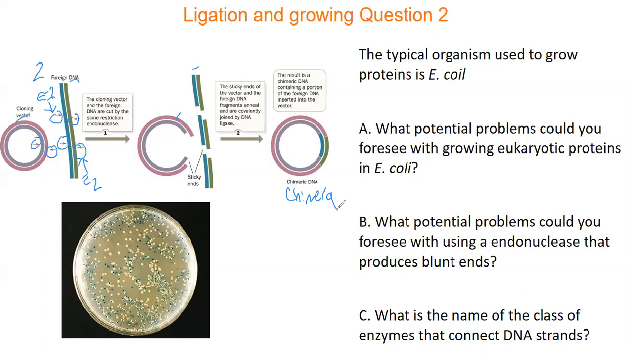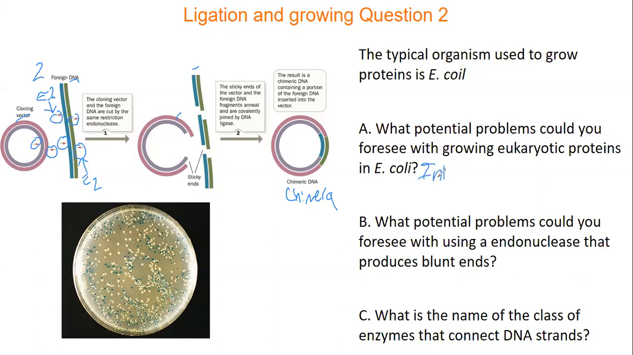Now, often we will use E. coli to grow eukaryotic proteins. That is not out of the question. What are some problems anyone can think of with growing eukaryotic proteins in E. coli? What could be an issue with that? Let's see how much MCB we know. They won't have all the resources they need. I need a little more specific. Introns. Yes, that is one problem.